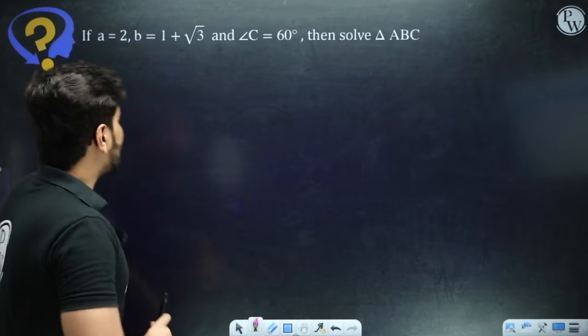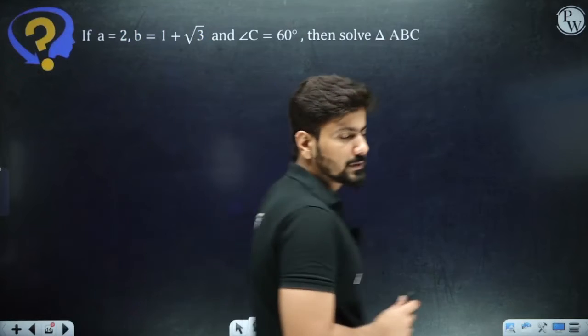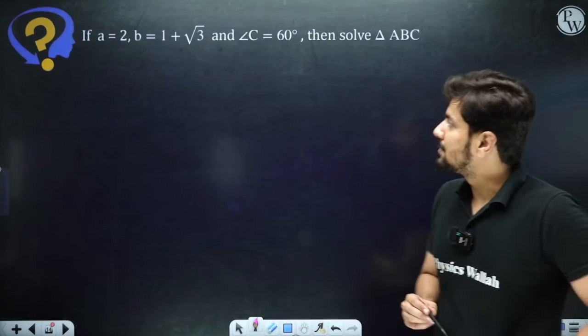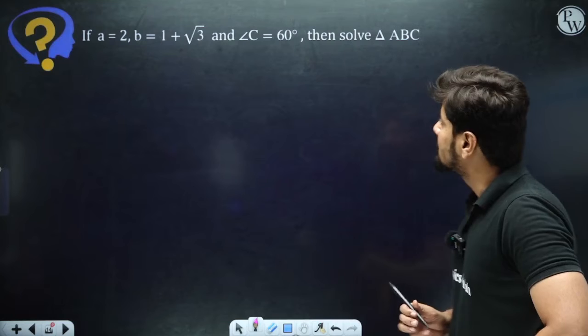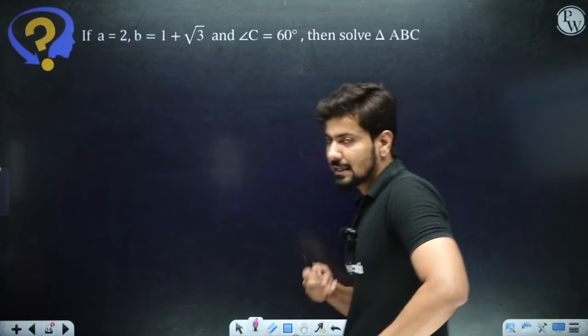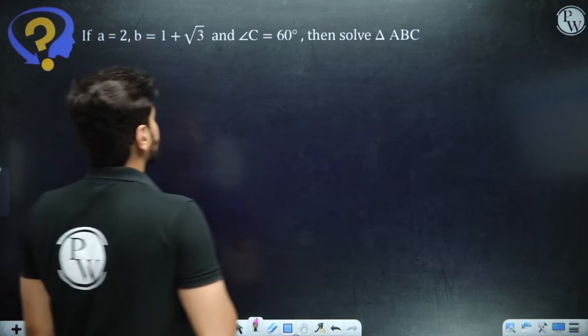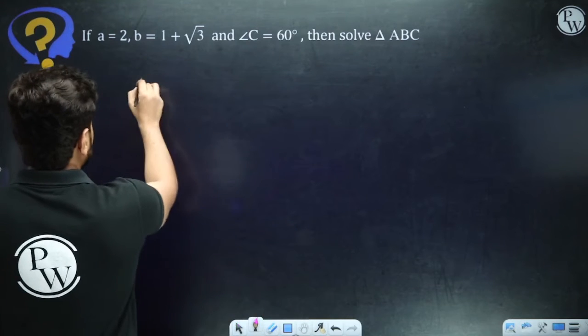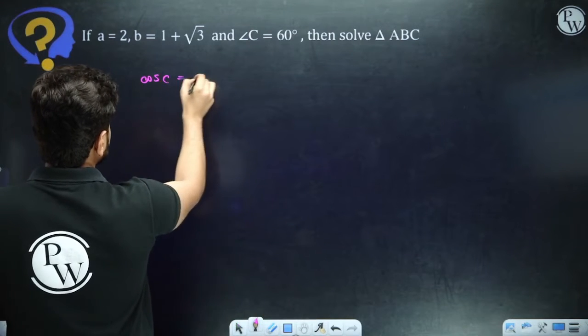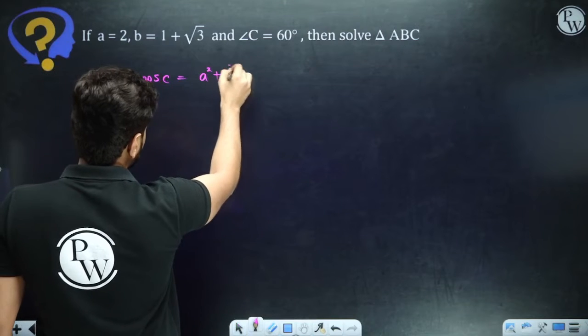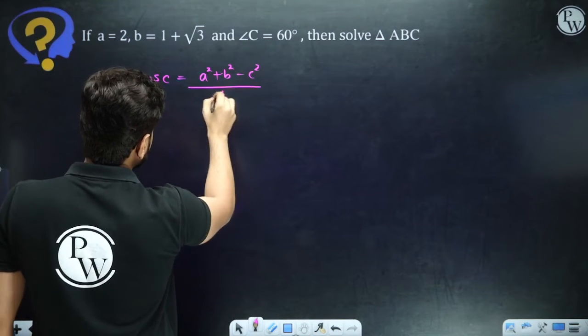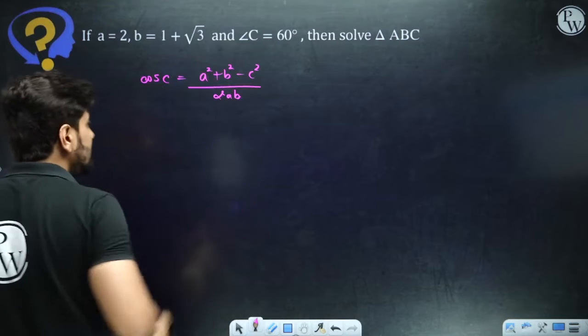Suppose side A is given equal to 2, side B is equal to 1 plus root 3, and angle C is given equal to 60 degrees. Then solve the triangle ABC. Basically find the rest of the things in this triangle. So we can apply the formula of cos C, that cos C is equal to a square plus b square minus c square upon 2ab to get the third side.